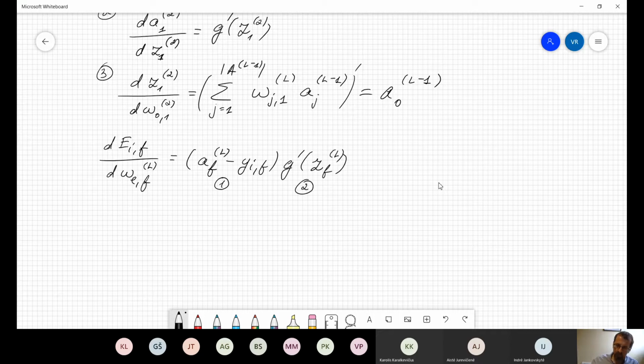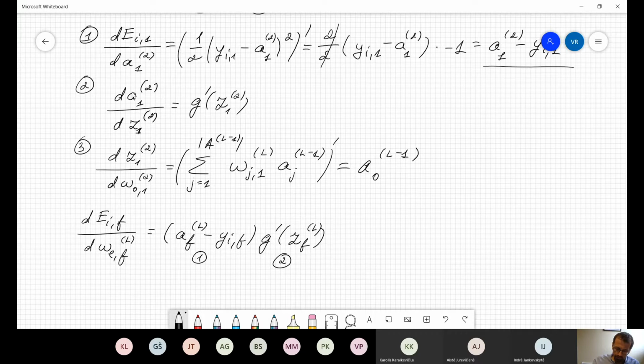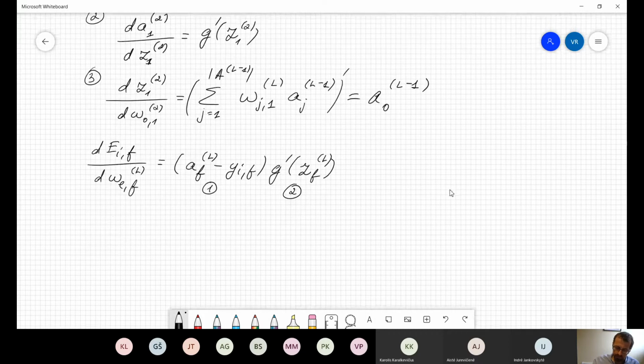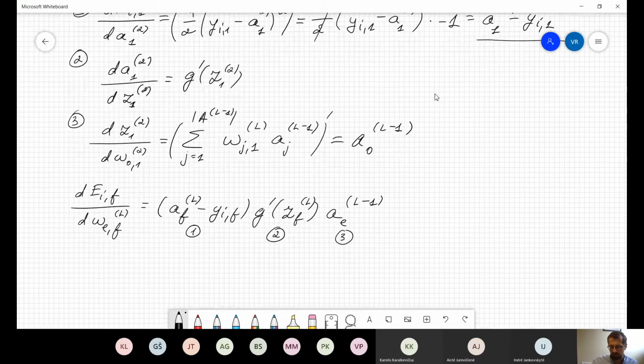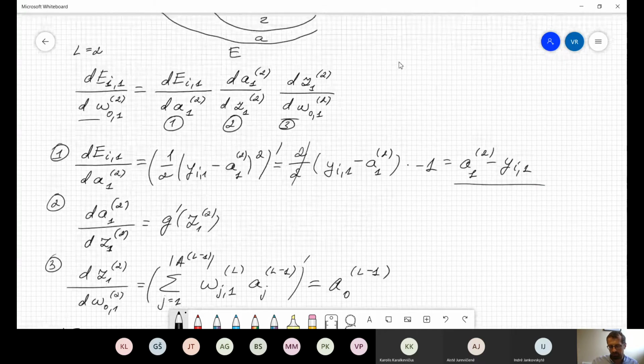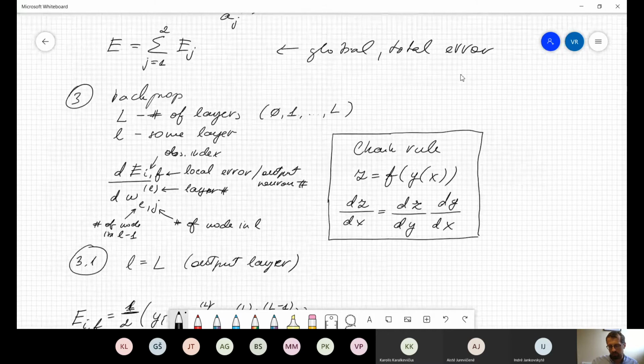This is the second part, right there. And times the activation, which is connected via this weight, L minus 1, and this is the third part. So basically this is the gradient that we have for a specific weight on the output layer.